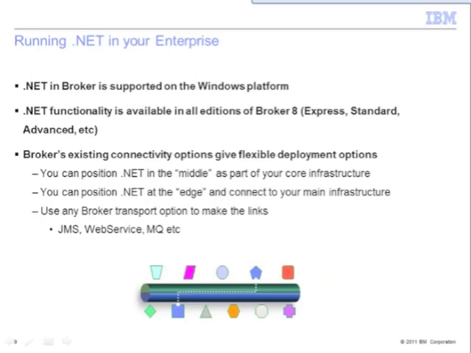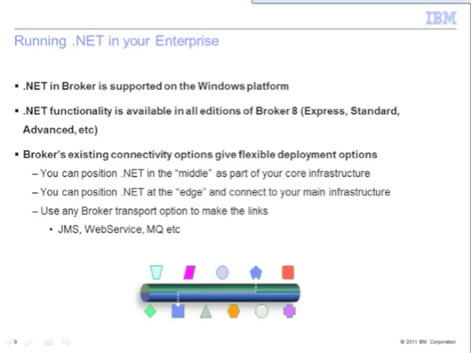Running .NET inside your enterprise. So, as I said at the beginning, the .NET support is provided on the Windows platform. And the Message Broker provides the .NET support on all the versions of Message Broker 8. So that's the Express edition, the Standard edition, and the Advanced edition. And because the Message Broker has flexible connectivity options, you have two choices when you're using .NET inside your enterprise.